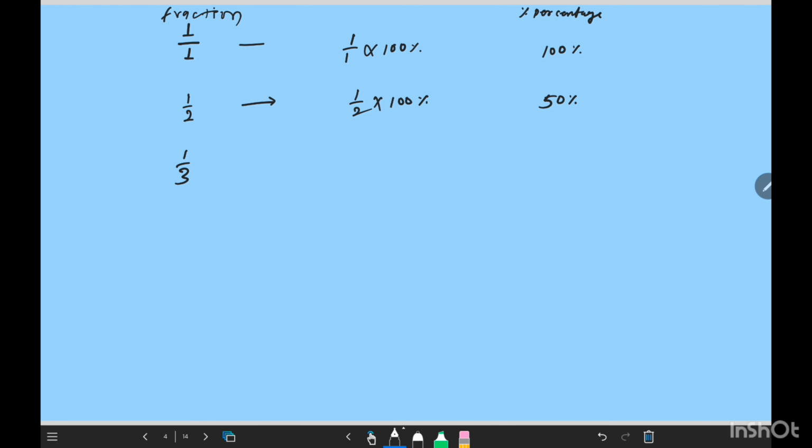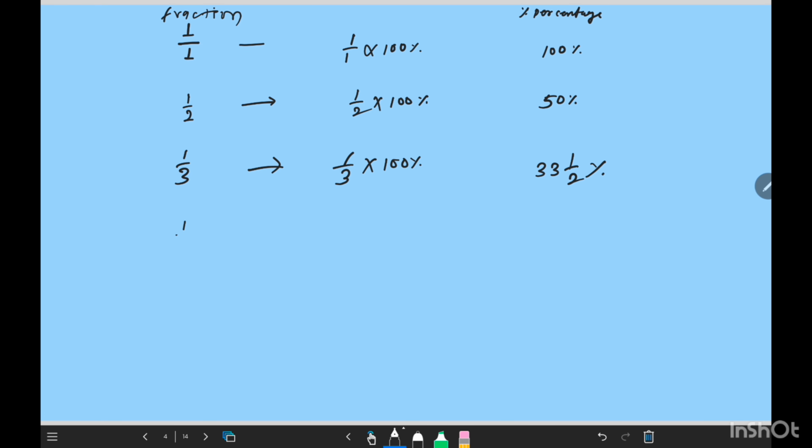1 upon 3 multiply by 100, that will make 33.5%. Like this we will write, this is the way we write, right? So like this we have to write around 10 to 15 numbers, which is very necessary from our examination point of view and which we need to remember, right? So I'm going to write you some numbers, and then you will write them down in your notebook, and then you have to remember them, right?